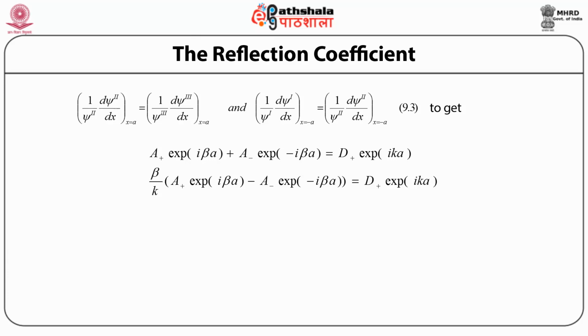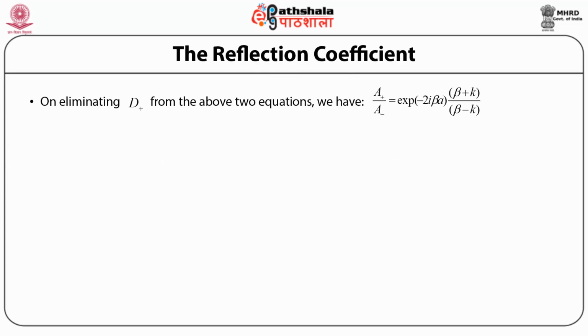The next equation is beta by k into, within the brackets, a plus into exponent iota beta a minus a minus into exponent minus iota beta a, brackets close, is equal to d plus exponent iota k a. On eliminating d plus from the above two equations, we have a plus divided by a minus is equal to exponent of minus 2 iota beta a into beta plus k divided by beta minus k.